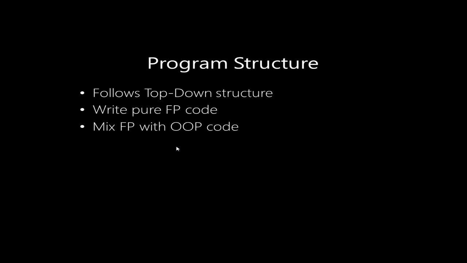The other thing you can do with FSharp is write pure functional programming code that you would love to do, and you can also mix your functional programming code with your object-oriented code. This is really useful when you're exposing your FSharp libraries to other .NET languages by making them more compatible with the object-oriented nature of the other languages.